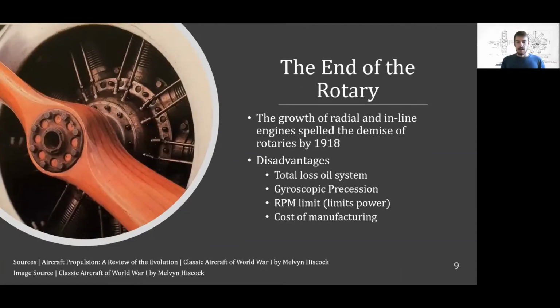However, the era of the rotary engines ended in 1918 at the end of the First World War, because inline engines and standard radial engines had evolved and had more advantages. There were also a number of peculiar disadvantages to the rotary engines. First, they operated on a total loss oil system, which meant that their supply of lubrication for the engine was limited.